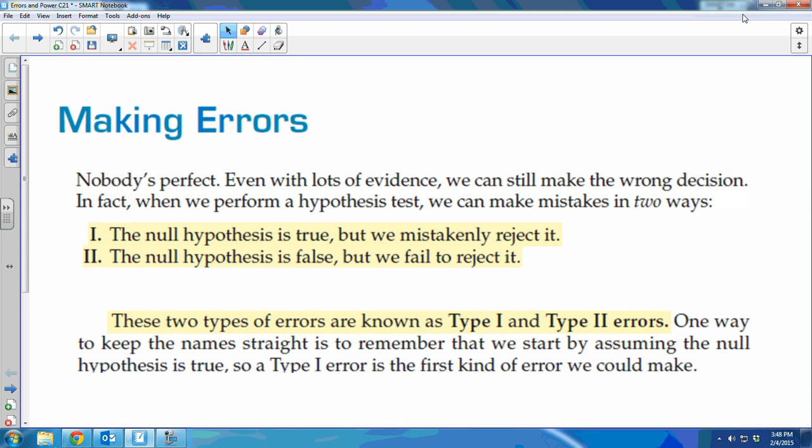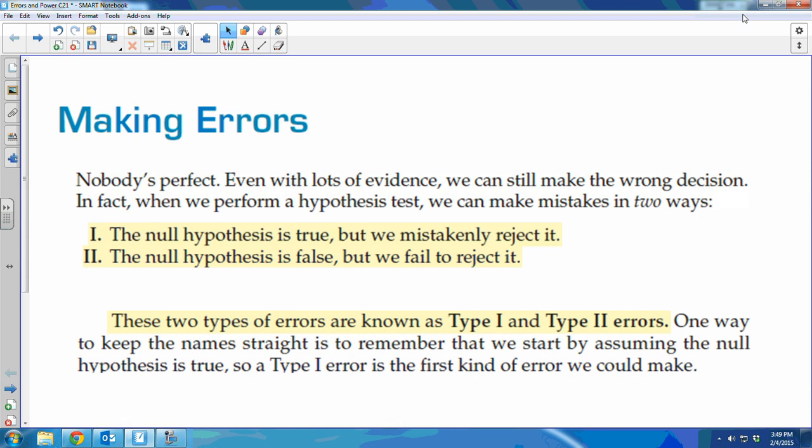Okay? So the first error: the null hypothesis is true, but we mistakenly reject it. The null hypothesis is actually true, but in our test we reject it. All right? The second error: the null hypothesis is false, but we fail to reject it. All right? So those are 2 types of errors. Those Roman numerals are important because in statistics we give these fancy names, and we call them type 1 and type 2 errors. They are always called that, type 1 and type 2.